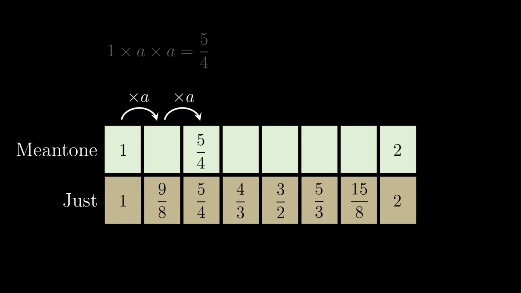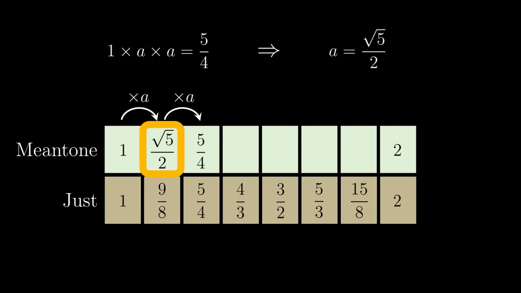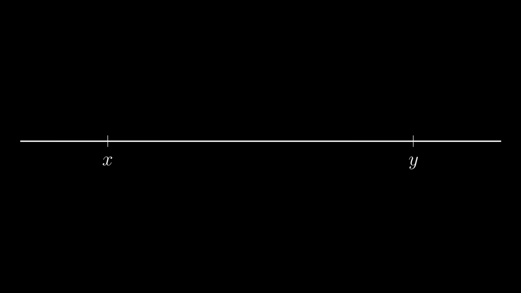So we get that 1 times A times A equals 5/4. And the solution of this equation is that A equals the square root of 5/2, and this is the meantone second note. Now, in mathematical language, this second note is the geometric mean of the first and the third notes. Usually, when we have two numbers on the number line, let's call them x and y, their midpoint is their usual average, (x plus y)/2. This type of average is called in mathematics the arithmetic mean.